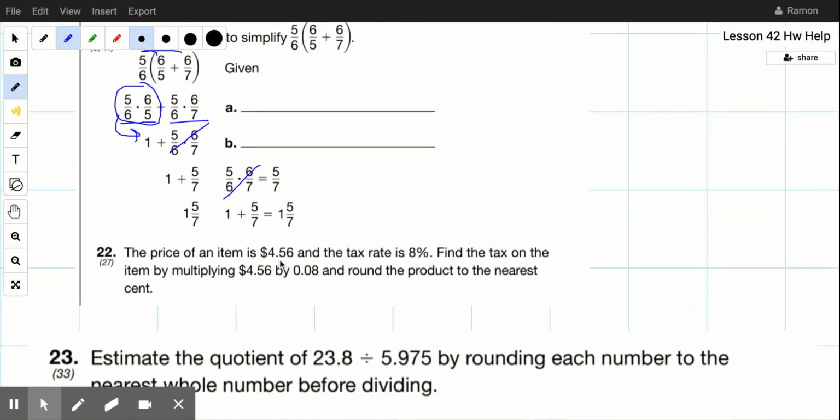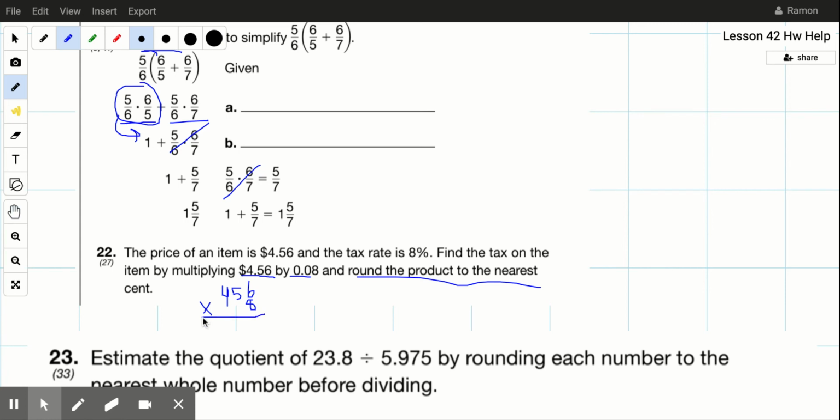The price of an item is $4.56, and the tax rate is 8%. Find the tax on the item by multiplying 4.56 by 0.08 and round the product to nearest cent. So once you multiply, 456 times 8, and again, we're only looking for the tax. We're not looking for the total cost.